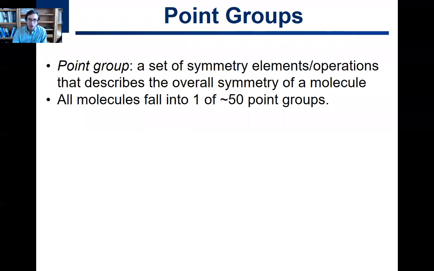Okay, so now that we know all the different symmetry elements, we can start to classify three-dimensional shapes, or particularly what we are interested in is molecules, into what are called point groups, okay? And point groups, as we said in an earlier video, are the complete set of all the symmetry elements that describe the overall symmetry of the molecule. And so all molecules fall into about one of 50 point groups.